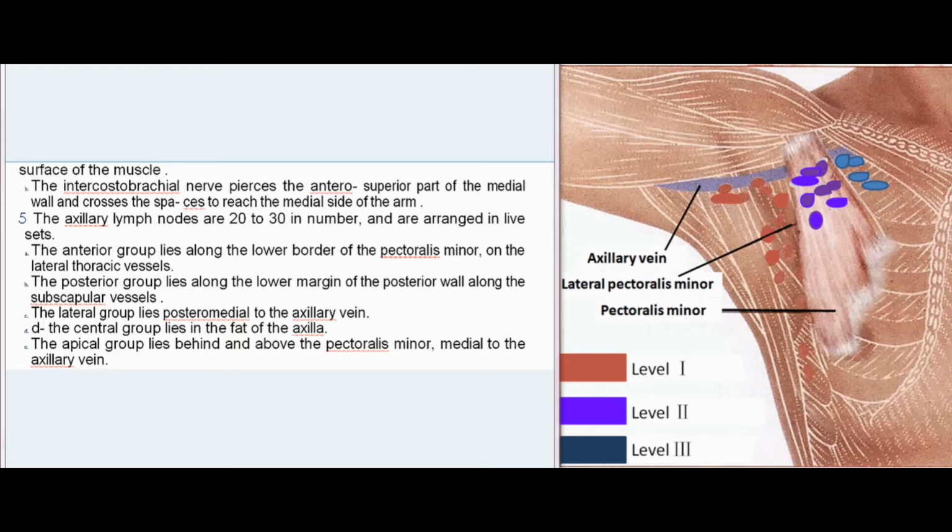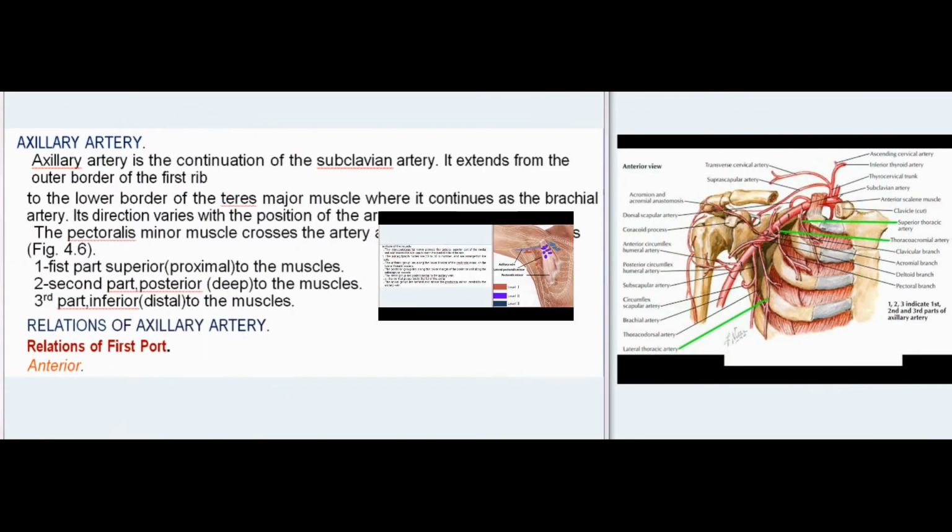The central group lies in the fat of the axilla. The apical group lies behind and above the pectoralis minor, medial to the axillary vein.